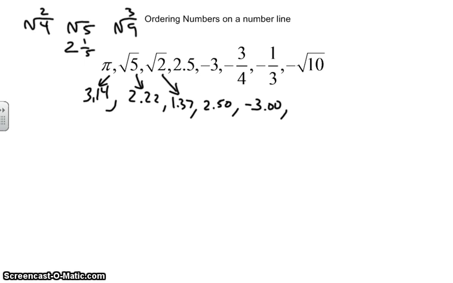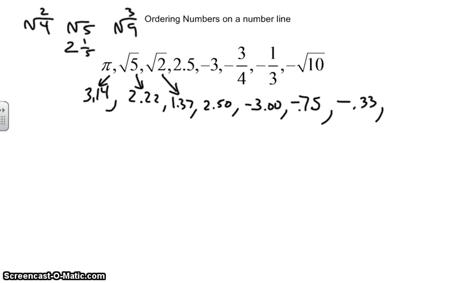My next number, negative 3/4. If I know my speed numbers, 3/4 is 0.75. So negative 0.75. Negative 1/3. Once again, you know your speed numbers, negative 0.33. If you don't, then you would have to divide the 4 into the 3 for 3/4. If you didn't for 1/3, you'd have to divide the 3 into the 1.